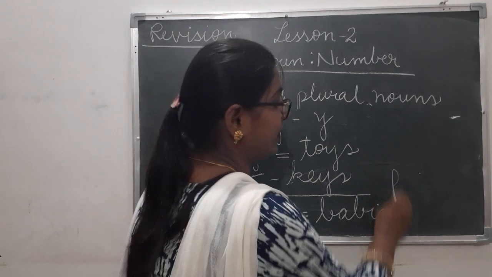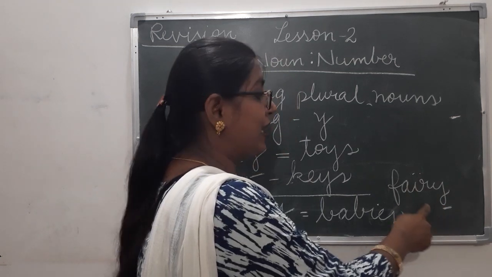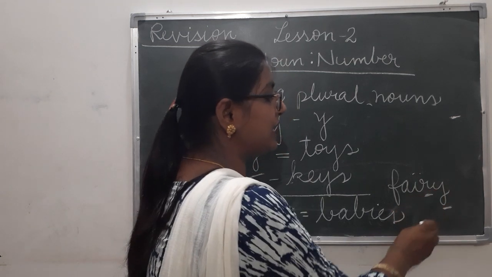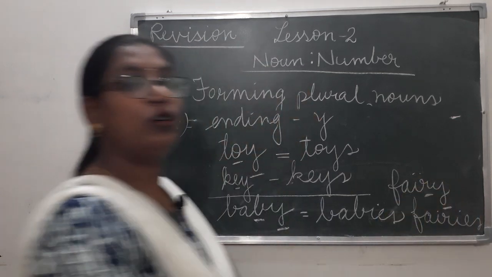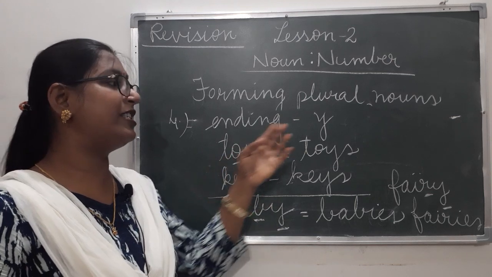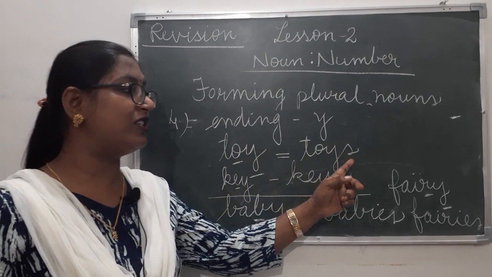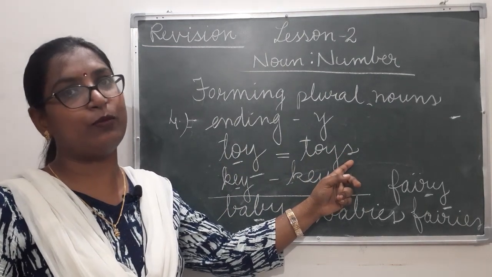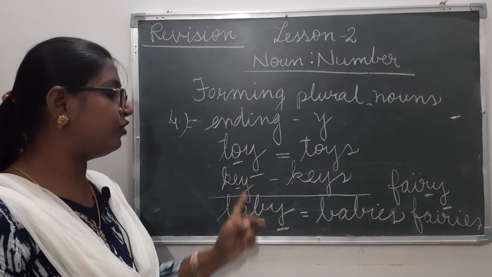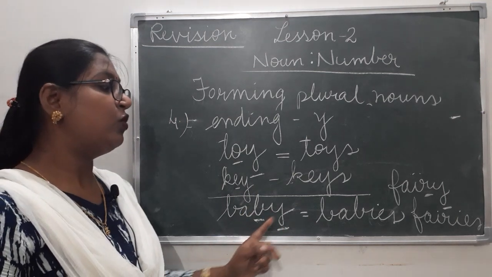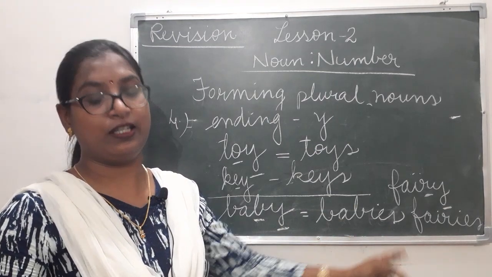Fairy. Ending in Y, and before Y comes the consonant R. It becomes fairies. So, always remember this rule. When the word is ending in Y and before the Y any vowel comes, in that case we just add S with it to make it plural. And when the word is ending in Y and before Y comes a consonant, we change Y into I and add ES with it.